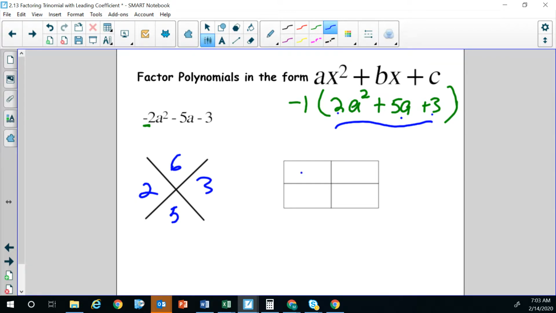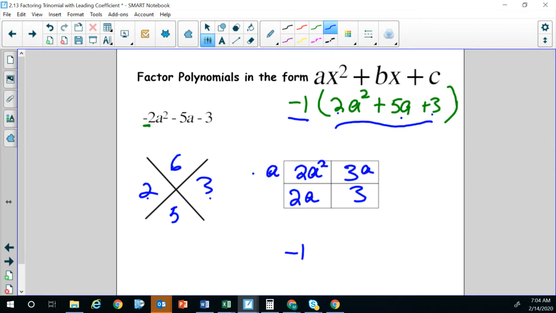My first box gets 2a squared. My last box gets 3. And my other boxes become 2a and 3a. And that's from the x. Now remember, don't forget the minus 1. That's part of the answer, so I'm going to write it down here, minus 1. So let's finish up now. Let's finish off finding the terms that go on the outside of the box. So for the first row, the common term is a. A is my common term in the first row.